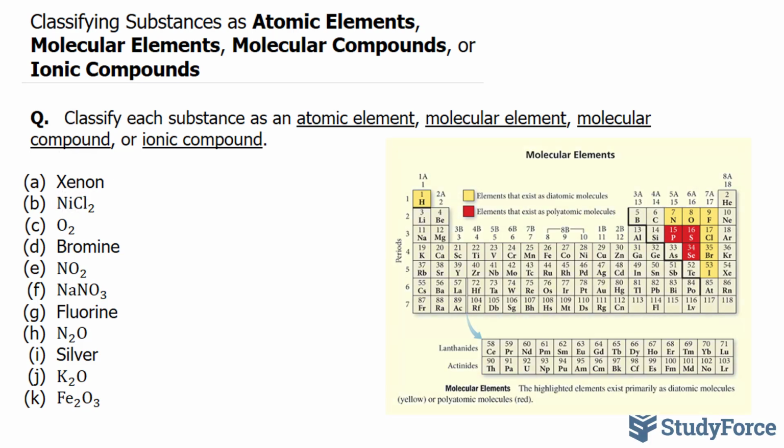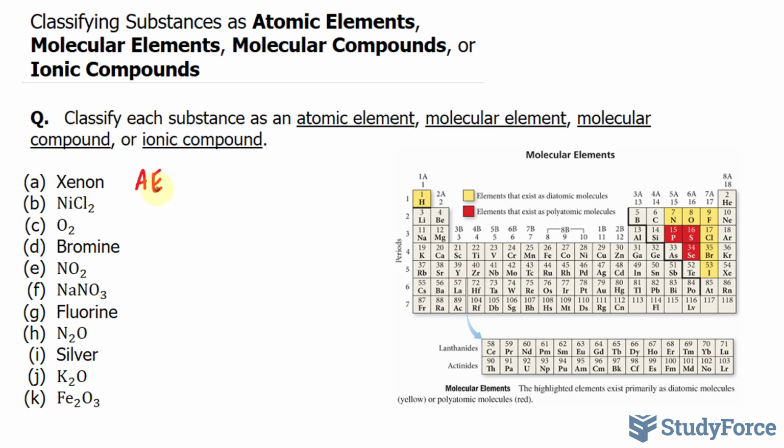Now, if you take a look at the periodic table to your right, you'll notice that Xenon exists in the last column, the last group of elements, known as noble gases. So, we can classify this as an atomic element. And also, given that it's a noble gas, meaning that it's chemically inert, it will not exist as a diatomic or even a polyatomic molecule. So we can say for sure that it's an atomic element. I'll represent that as AE.